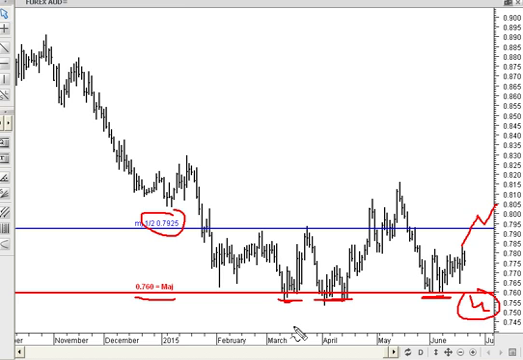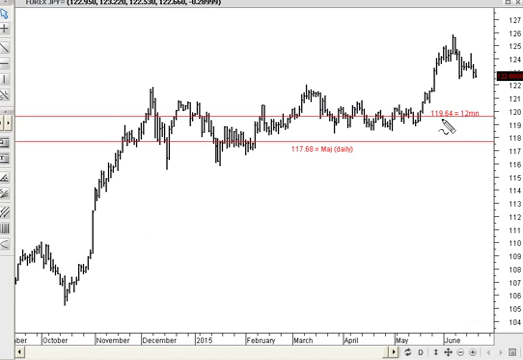Dollar yen, 119.64 is the 12-month point of control, and we are currently holding above that level in a strong price location. A little bit of weakness over the last few days.